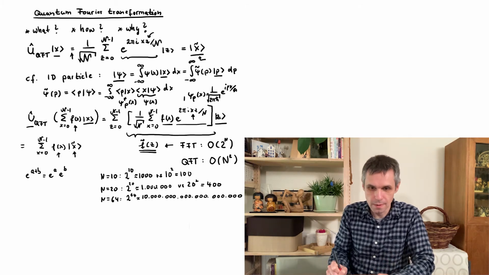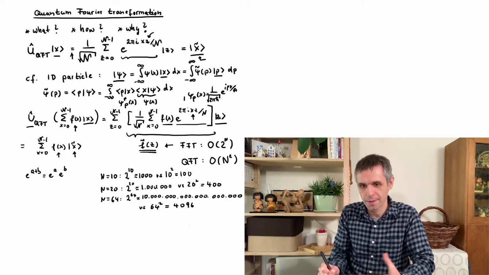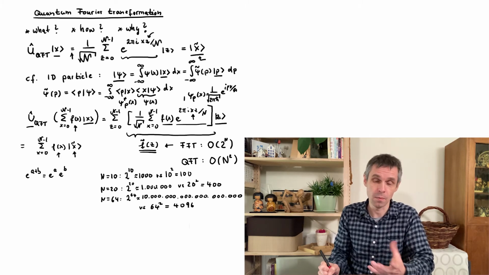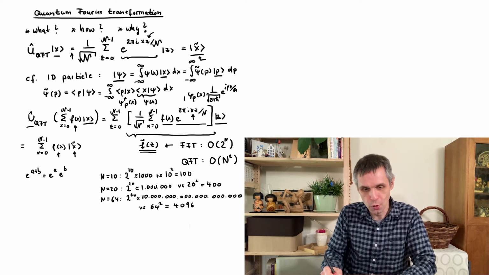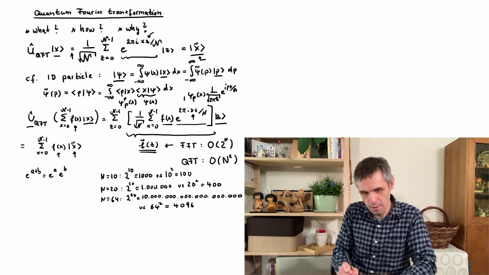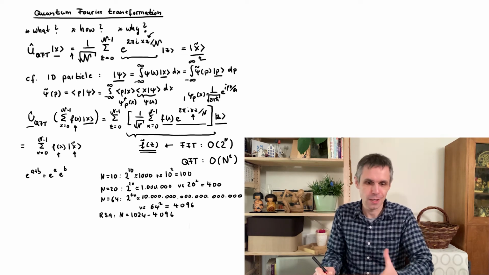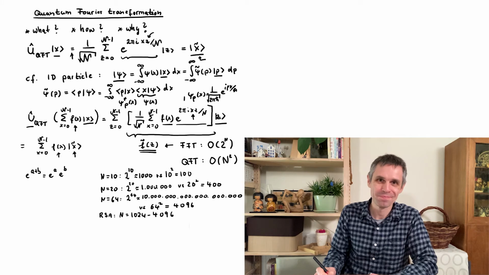And this we then compare with 64 squared, which is 4096. And there the speedup is then already astronomical. But for encryption on the internet, say using the RSA protocol, you use even more bits, of the order of this range typically nowadays. And I'm not going to write down these numbers.